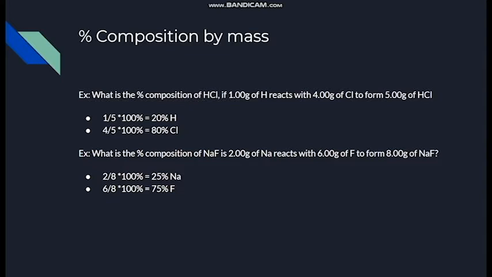Now, looking at the second example, if we have 2.00 grams of sodium reacting with 6 grams of fluorine to form 8 grams of sodium fluoride, it's the same thing. We take the mass of sodium divided by the total mass of the compound, multiplied by 100%, to get the percent composition of sodium. And we do the same for fluorine: the mass of fluorine divided by the mass of the entire compound, multiplied by 100%, gives 75% fluorine. Sodium is going to be 25%.